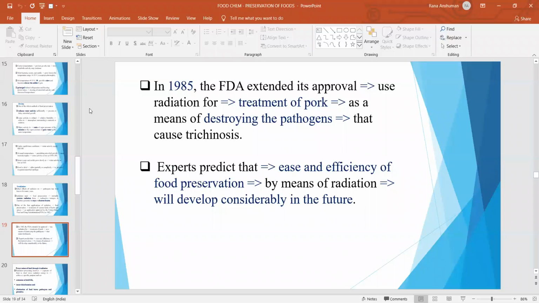But even in 1985, the FDA extended its approval to the use of radiation for treatment of pork as a means of destroying the pathogens that cause trichinosis. This is a problem caused by consumption of raw or semi-cooked meat. Experts predict that the ease and efficiency of food preservation by means of radiation will develop considerably in the future.